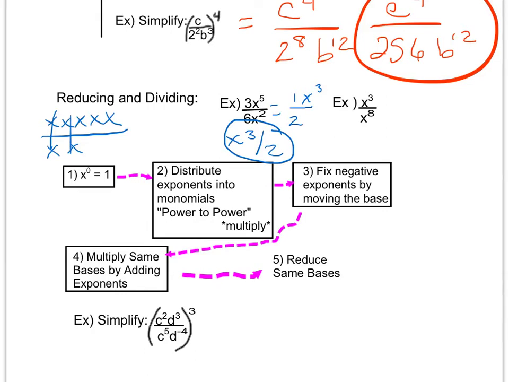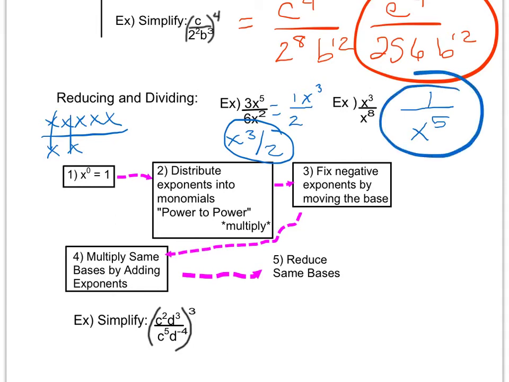Well, won't 3 of them cancel? And if that happens, how many are left and where are they left? Well, I'm left with 5 on the bottom, which I know in exponential form is x to the 5th. I can't just have nothing on top. I can't have floating space, so I have to fill that space with something. I'm going to fill it with a 1.